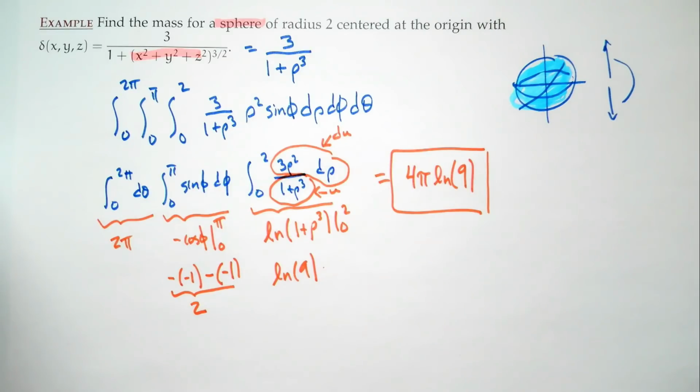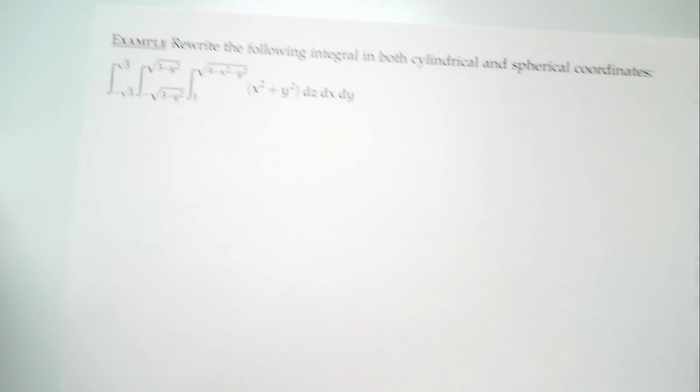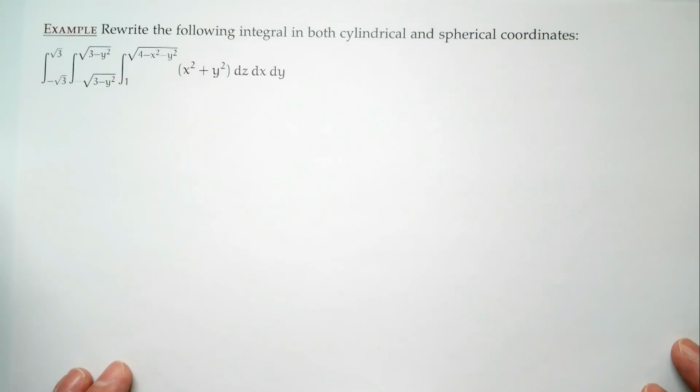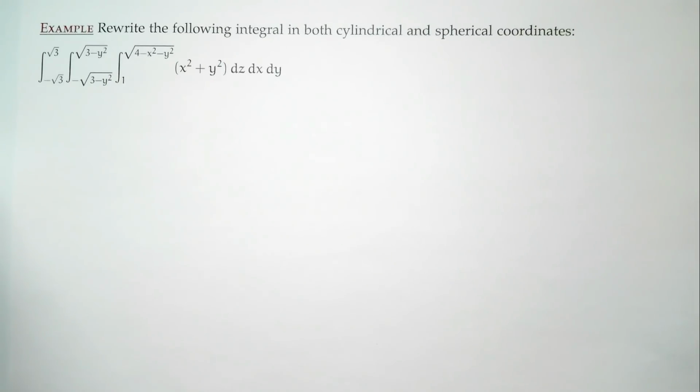Unfortunately, things do not speed up. It takes time to do these problems, and I don't think we can finish one. Well, we can start one. We'll start this one. Rewrite the following integral in both cylindrical and spherical coordinates. Okay, so let's at least start it.